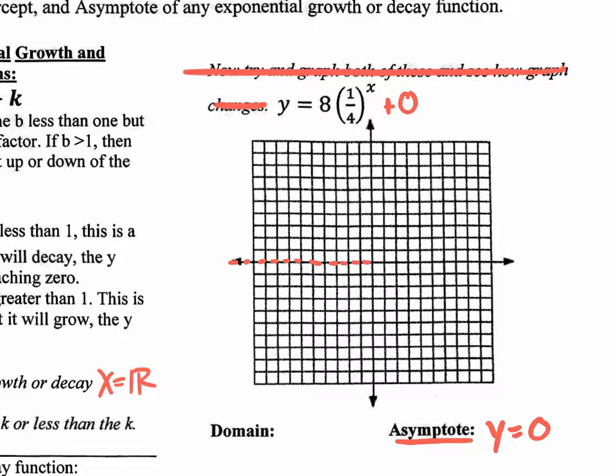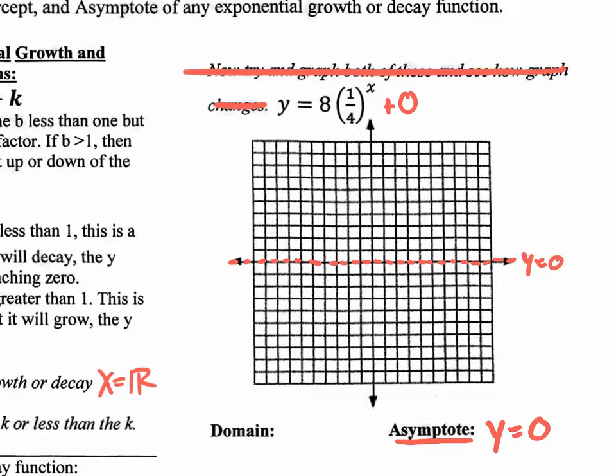So in other words, we know that there will be no shift. We're not going to be moving up. We're not going to be moving down because there is no k value. It's 0. So we know that that's the asymptote right there, y equals 0. We know that our graph will infinitely approach this asymptote, but it'll never actually touch it.